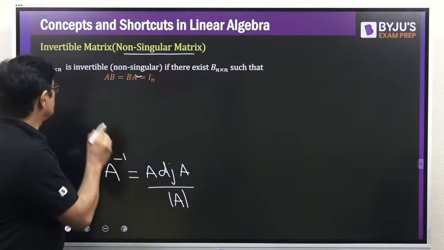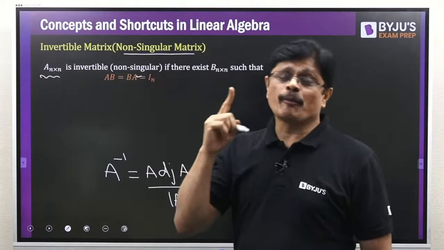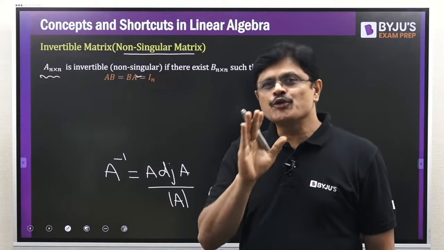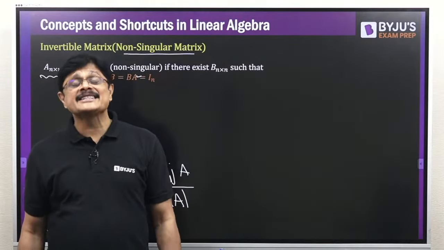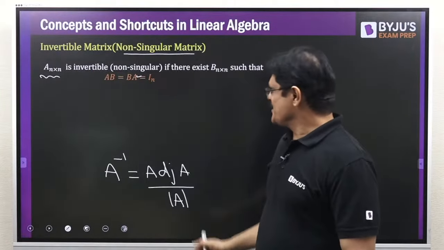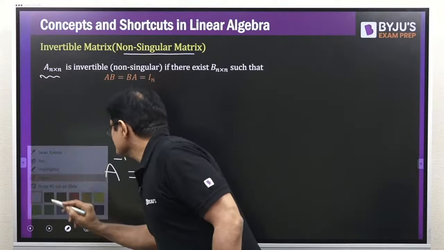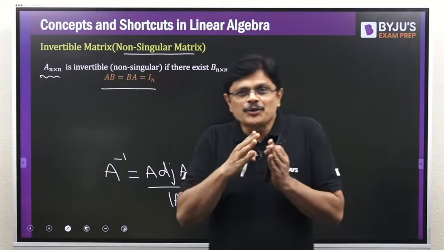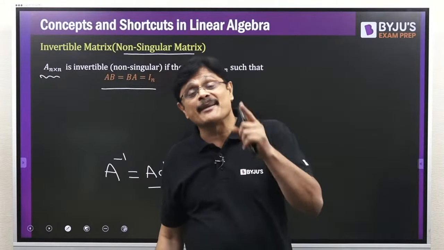A square matrix. See carefully, definitions we should understand properly. Without proper concept and definition, if you solve problems, definitely you stop somewhere. Please remember that. A square matrix A is invertible if you can find another square matrix B such that A into B, and B into A, is equal to the identity matrix. That is, whether you multiply B on the right side of A or the left side of A, we should get the identity matrix of the same order.